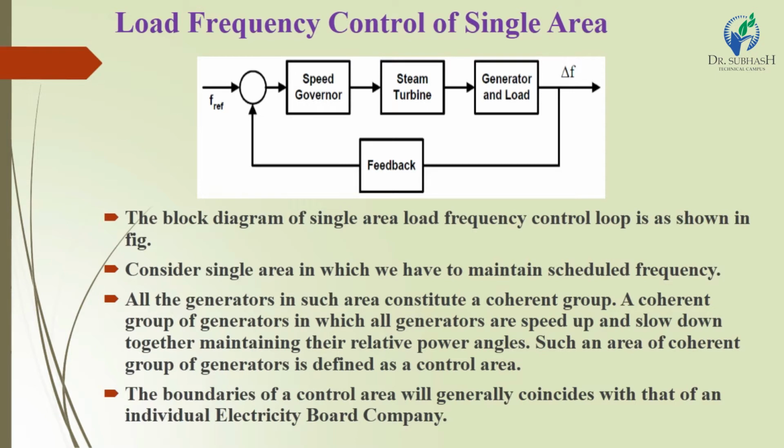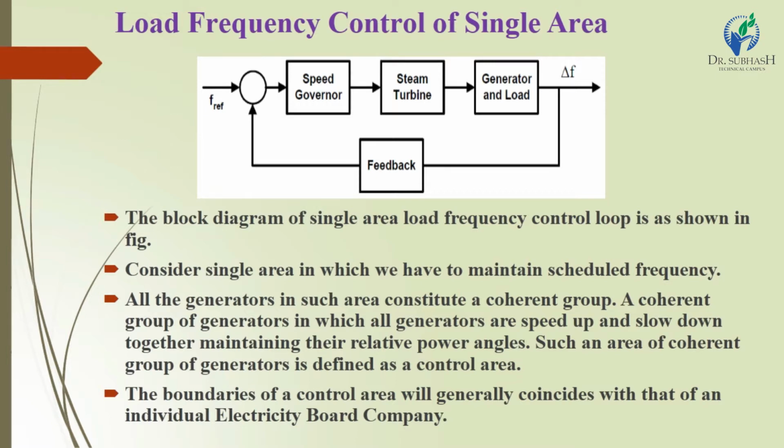The integral controller gain K1 is used to adjust for a satisfactory response, like overshoot and settling time of the system. The block diagram of single area load frequency control is clearly shown in this figure. In the figure, the speed governor, steam turbine, generator and load, and feedback system are connected.